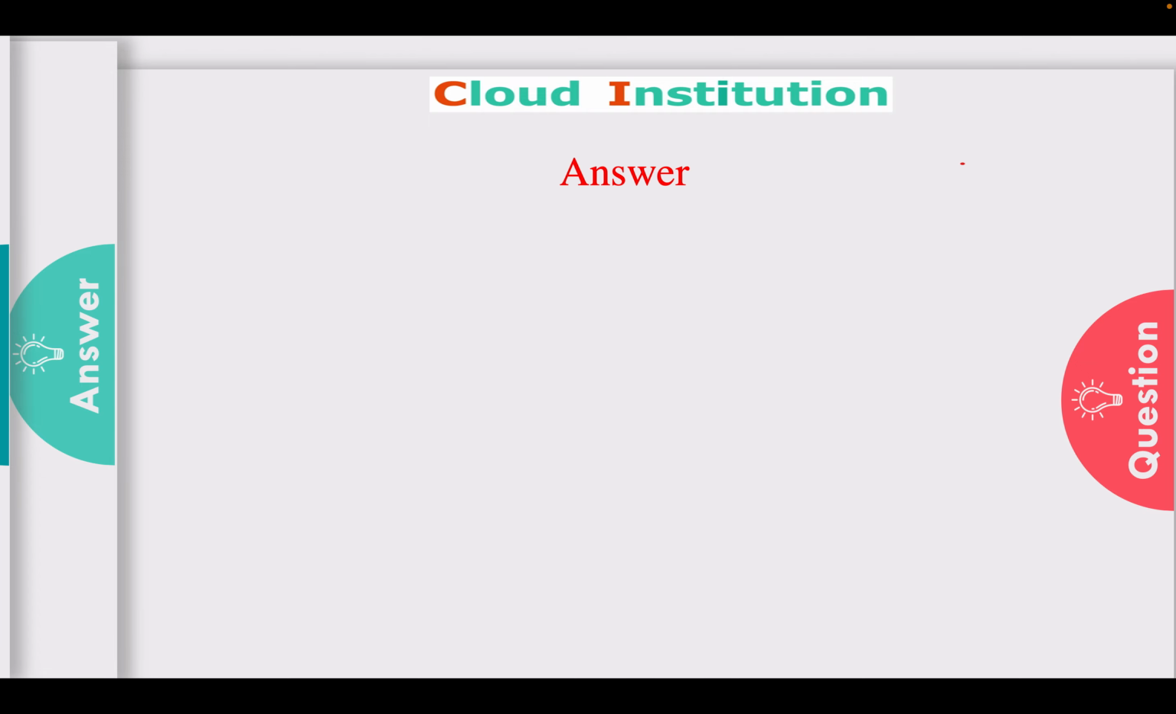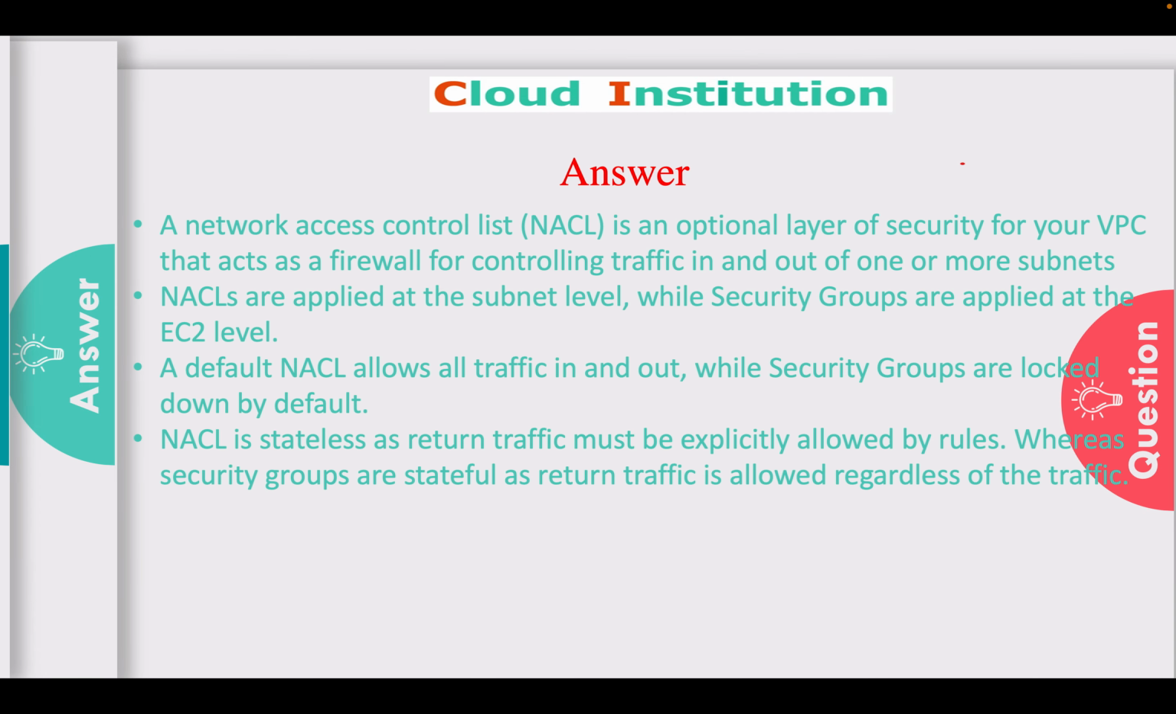And the answer would be: the Network Access Control List, called NACL, is an optional layer of security for your VPC that acts as a firewall for controlling the traffic in and out of one or more subnets. Which means NACL is used to allow or block the traffic at the network level, whereas NACLs are applied at the network subnet level.